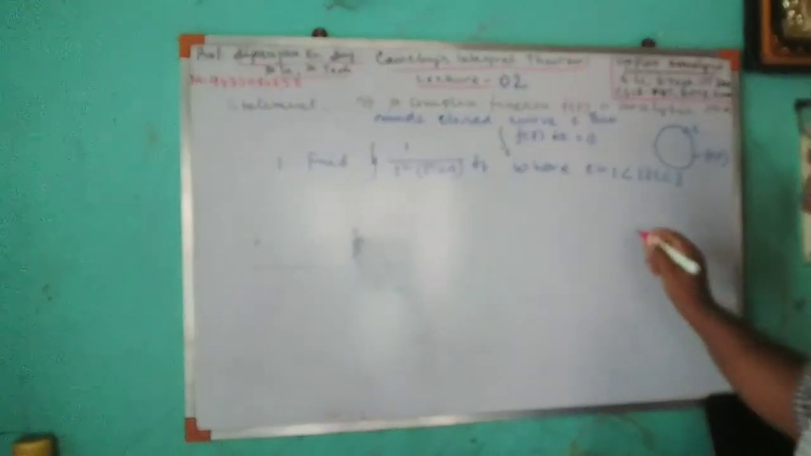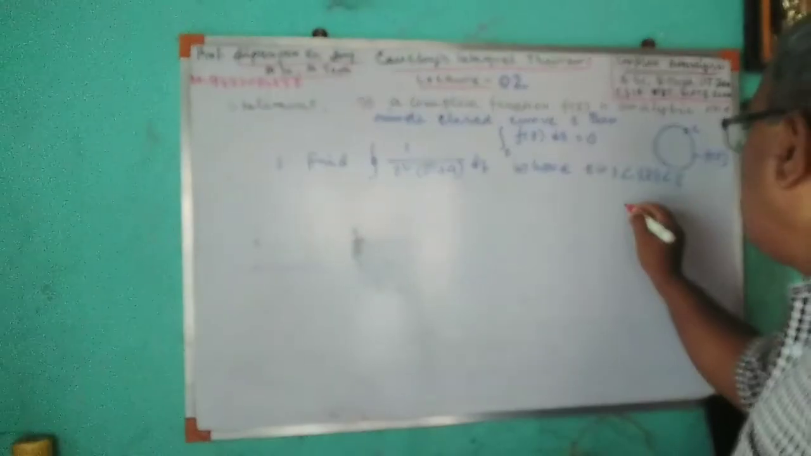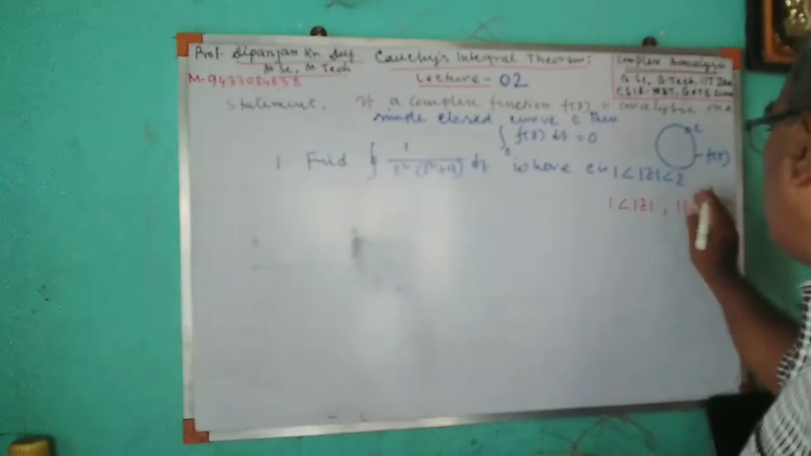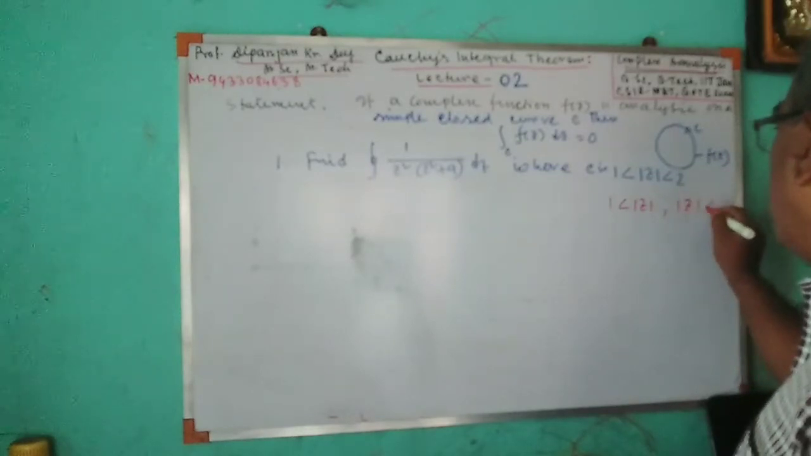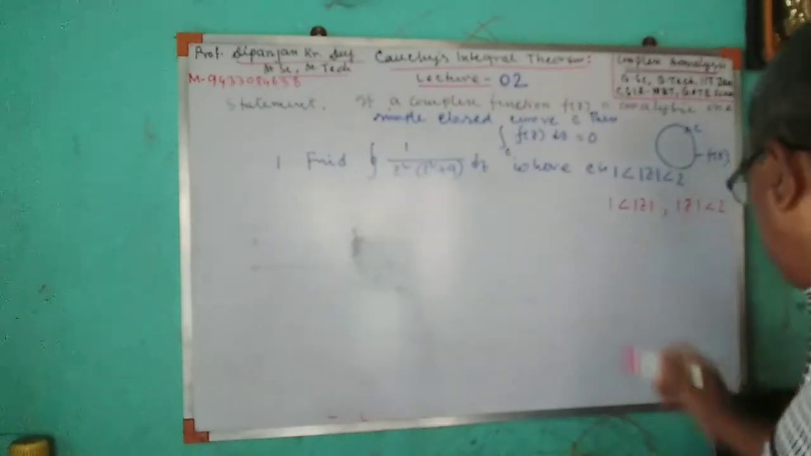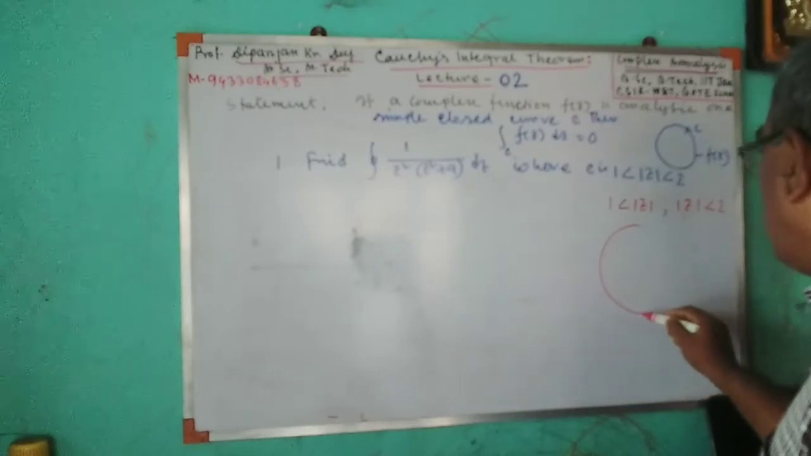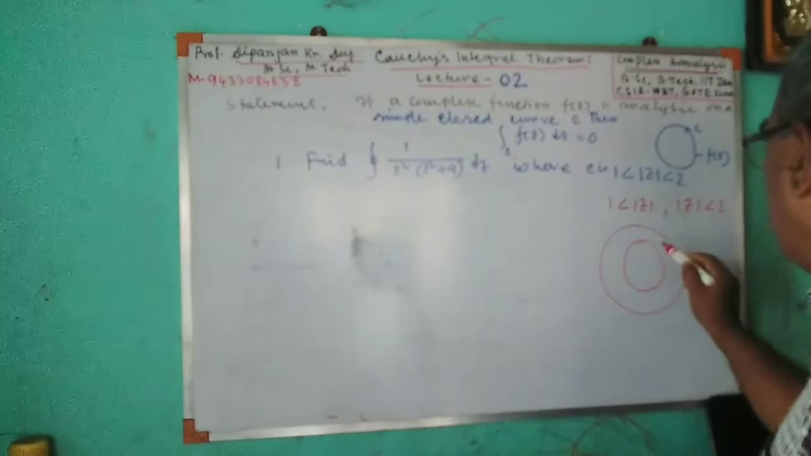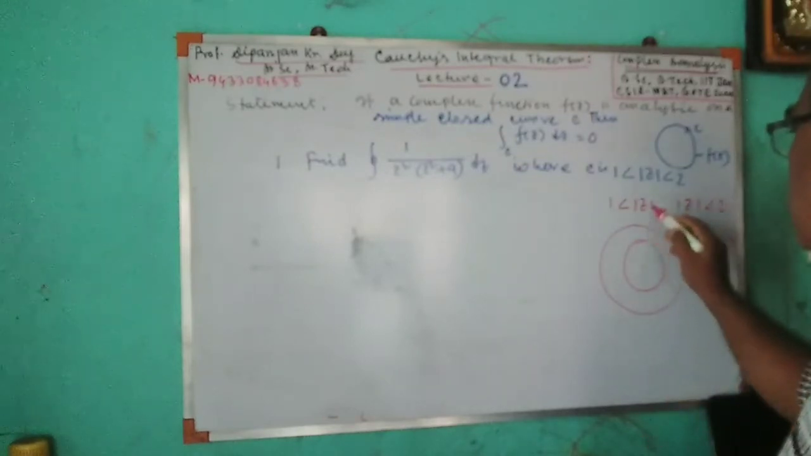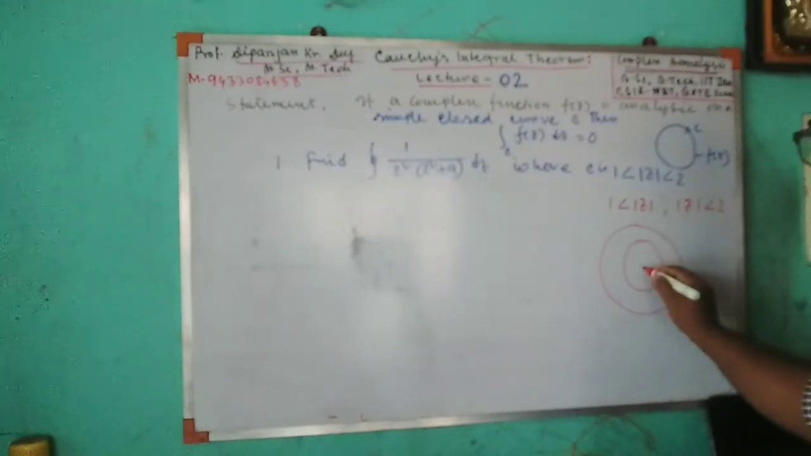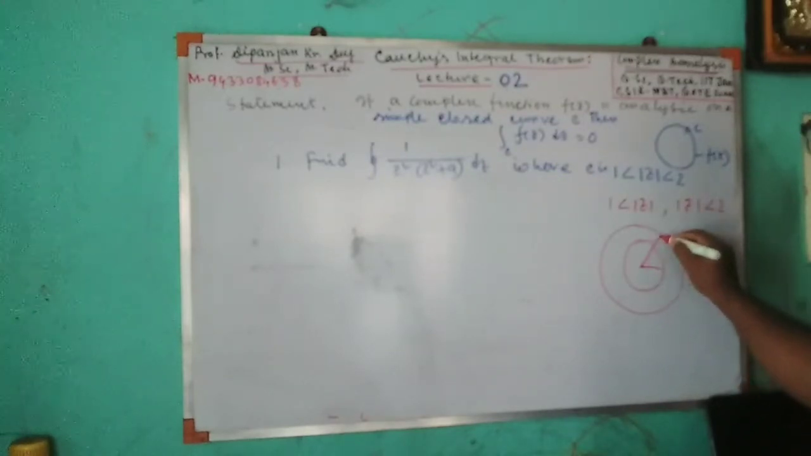the closed curve. The closed curve is 1 less than mod z, and mod z less than 2. That means if I draw, both are circles. This circle is radius 1 and this circle is radius 2.